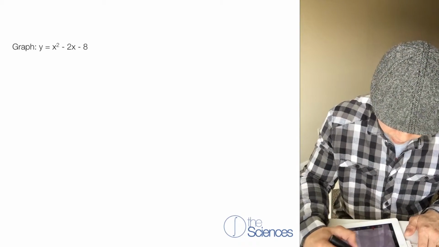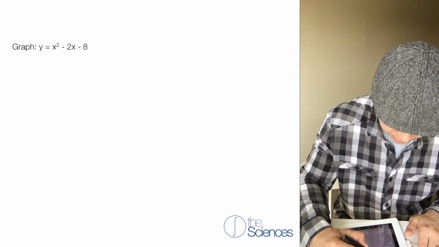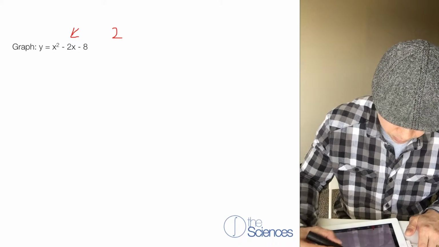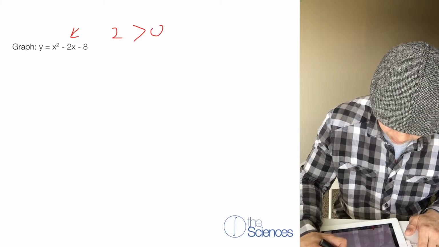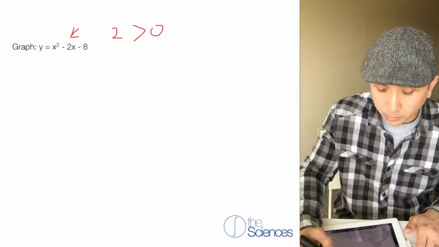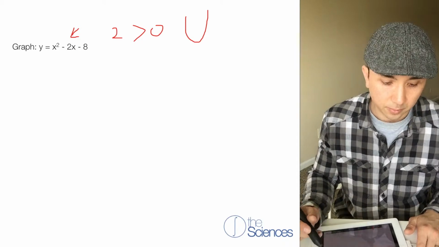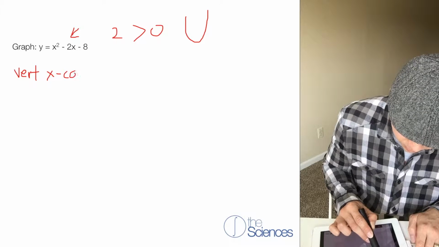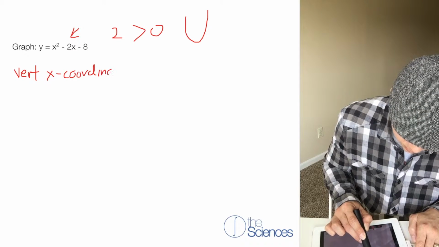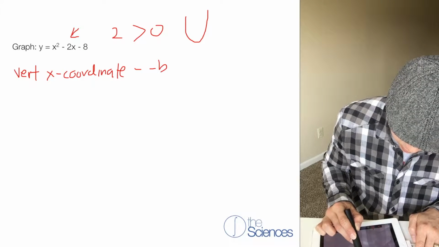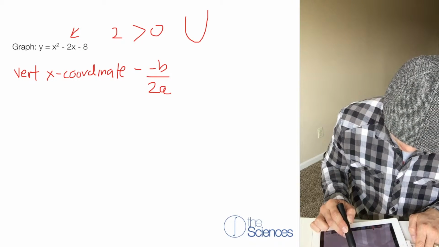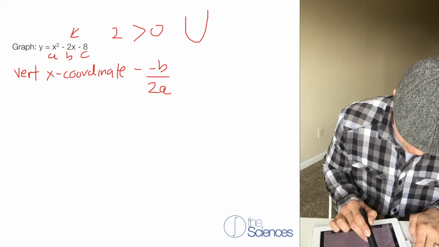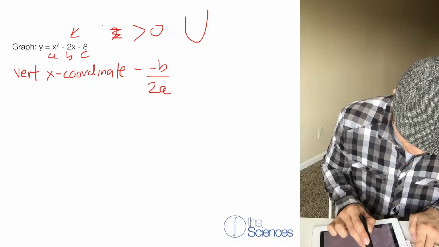So the first thing we want to notice is that a is greater than 0. So that means that our parabola is going to open upward like this. So to find our vertex, the x-coordinate, well, that's just equal to negative b over 2a. I'm sorry, this is a, this is b, and this is c. So a is the 1, which is greater than 0.